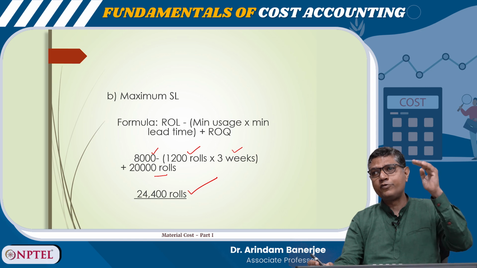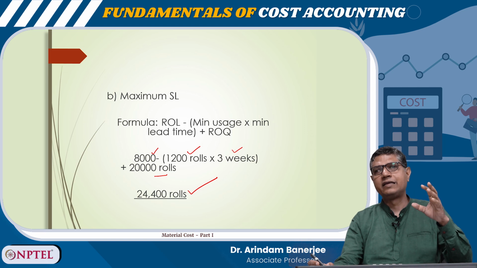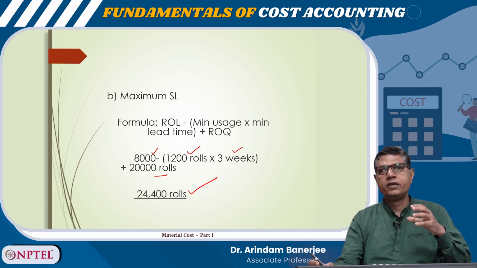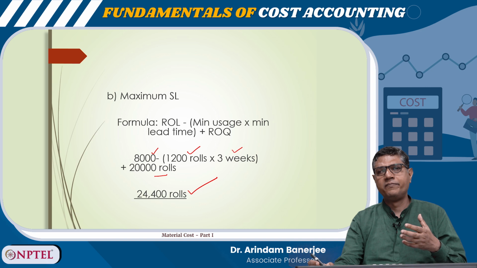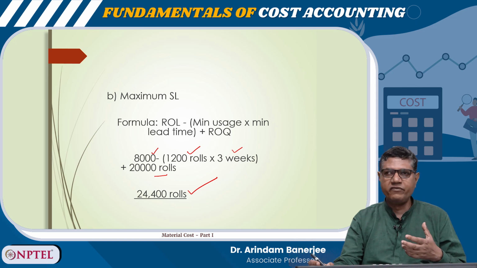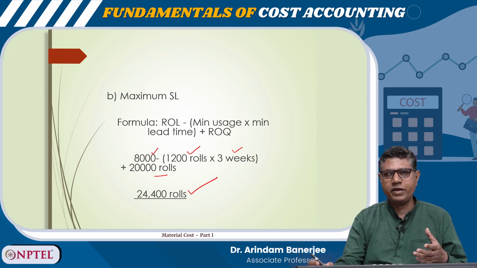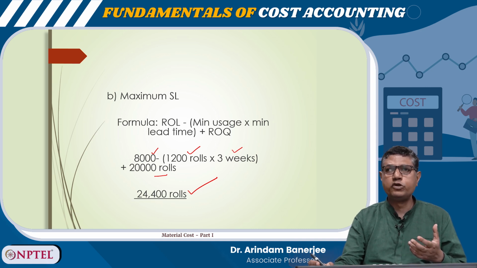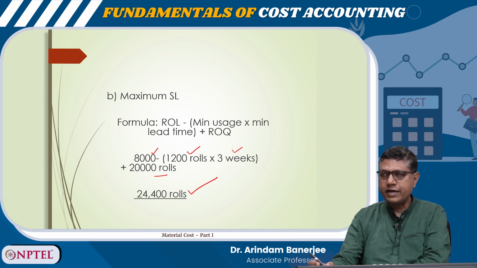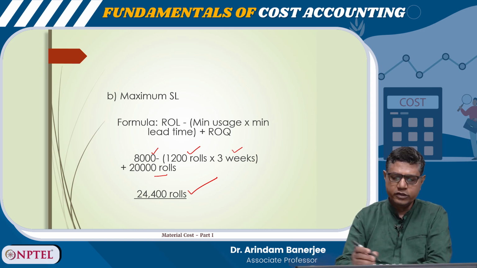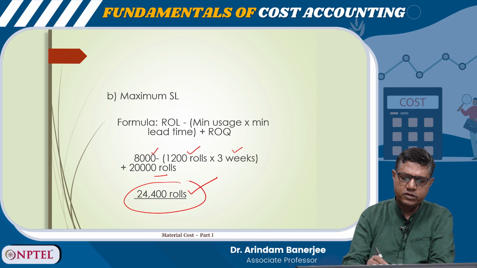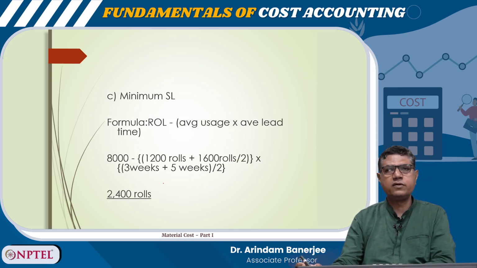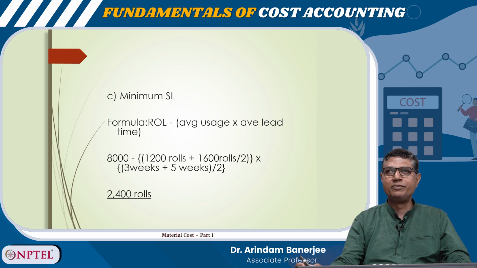If it goes beyond 24,400, that means the company's investment in stock is on the higher side, which is not necessary, because if the fund is blocked in inventory, it involves cost. If it is borrowed money, then the company has to pay interest. If it is own money also, then there is opportunity cost of interest which the company is losing. So that needs to be avoided. So this 24,400 rolls is the maximum level of stock which the company should keep in store.